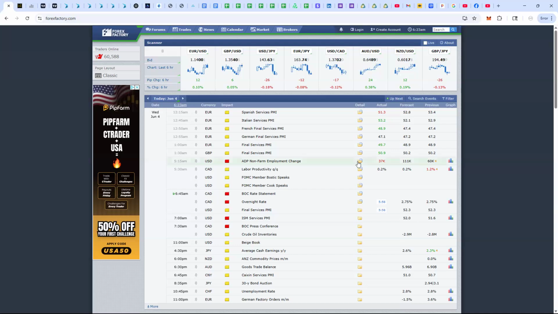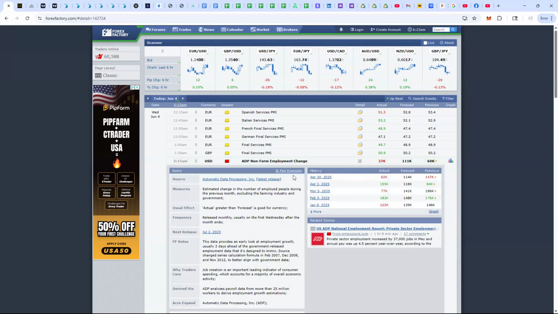And this is one of the top 6 news things, the non-farm employment change. So it's the estimated change in the number of employed people during the previous month, excluding the farming industry and government. So estimated change in the number of employed people. Wow. So greater than forecast is good for our currency.